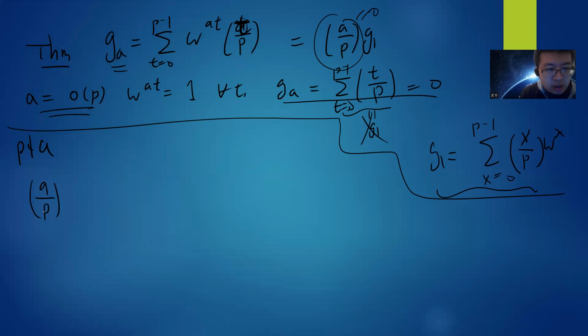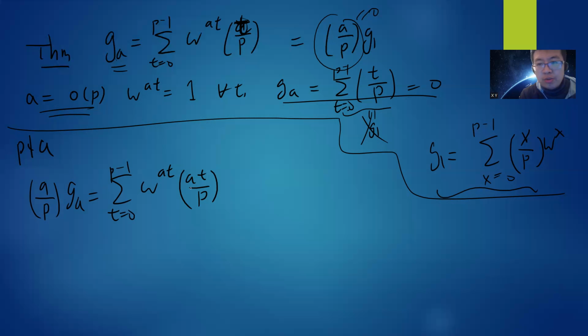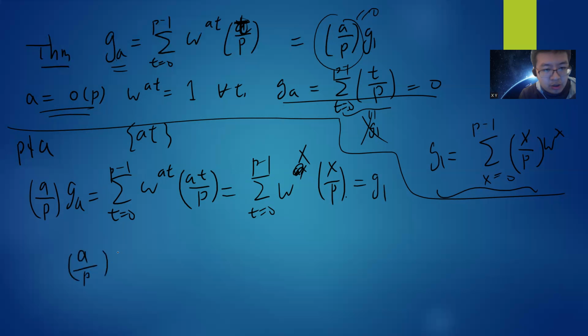Let's say I multiply this by (a over p), so I get omega^(at) (at over p), right? Notice that this Legendre symbol is multiplicative, and so I have this. Now, using some group theory, you know that at, as a set, is just a permutation of 0 to p minus 1, right? So I can make a change of variable. I say this is x, and then (x over p). Then I get G_1, right? And so I get (a over p) G_a is G_1. But this is either plus or minus 1, so I can get G_a is just (a over p) G_1.